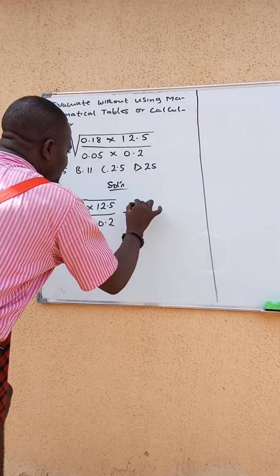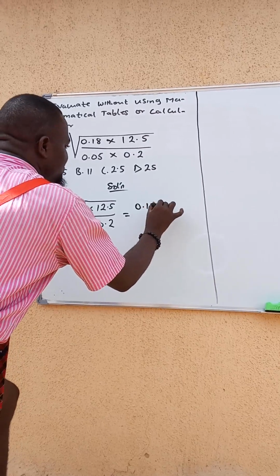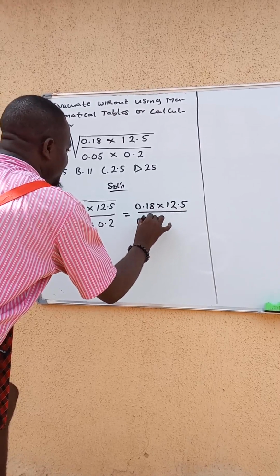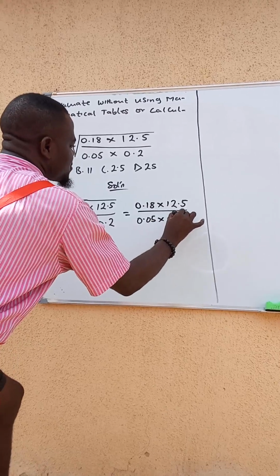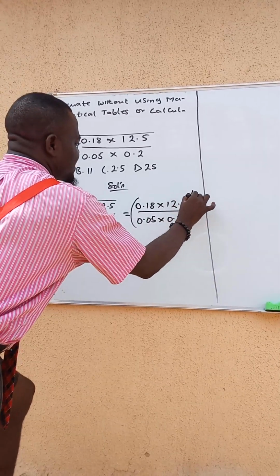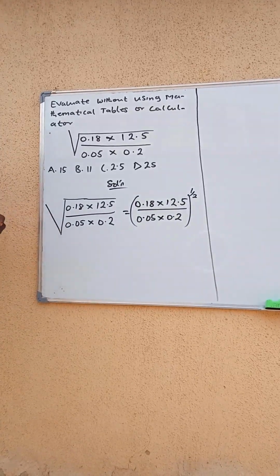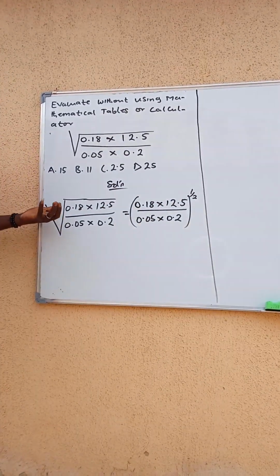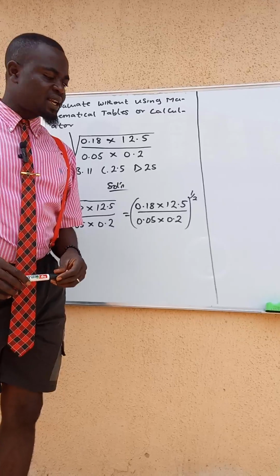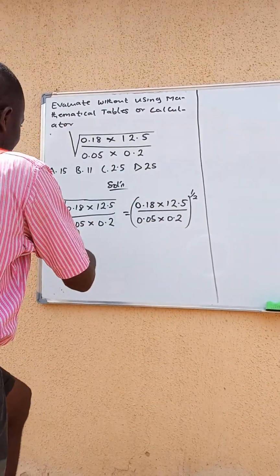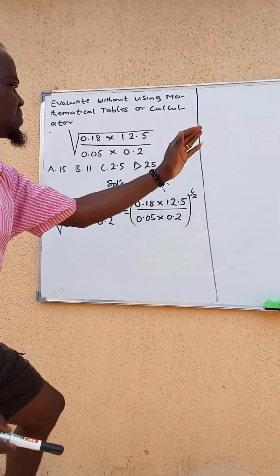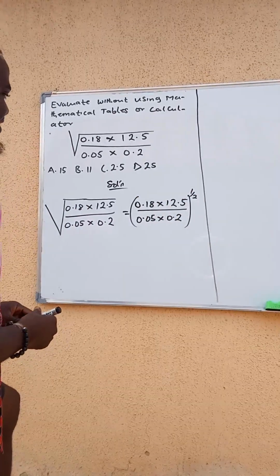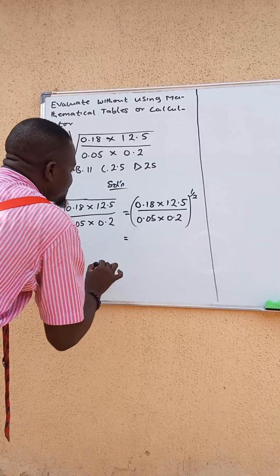I want to write it like this: 0.18 multiplied by 12.5 over 0.05 multiplied by 0.2, all raised to the power of 1 over 2. Somebody will ask, I put it like this because the square root is the same thing as power 1 over 2. If it is cube root, it will be 1 over 3, power 1 over 3. I don't want to be writing square root, so I just do it like this. This root is what I put as 1 over 2. Good. Let's continue with the food.